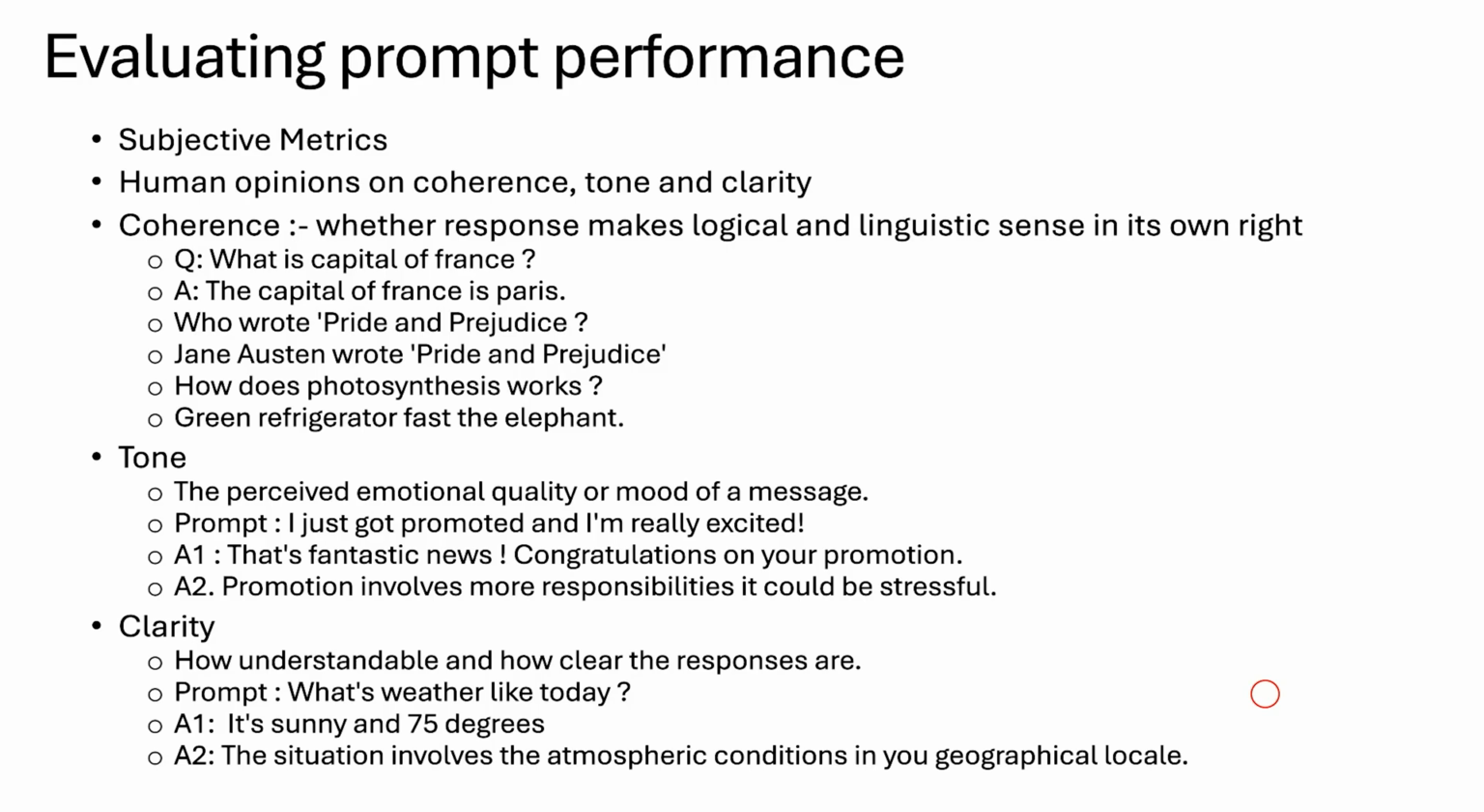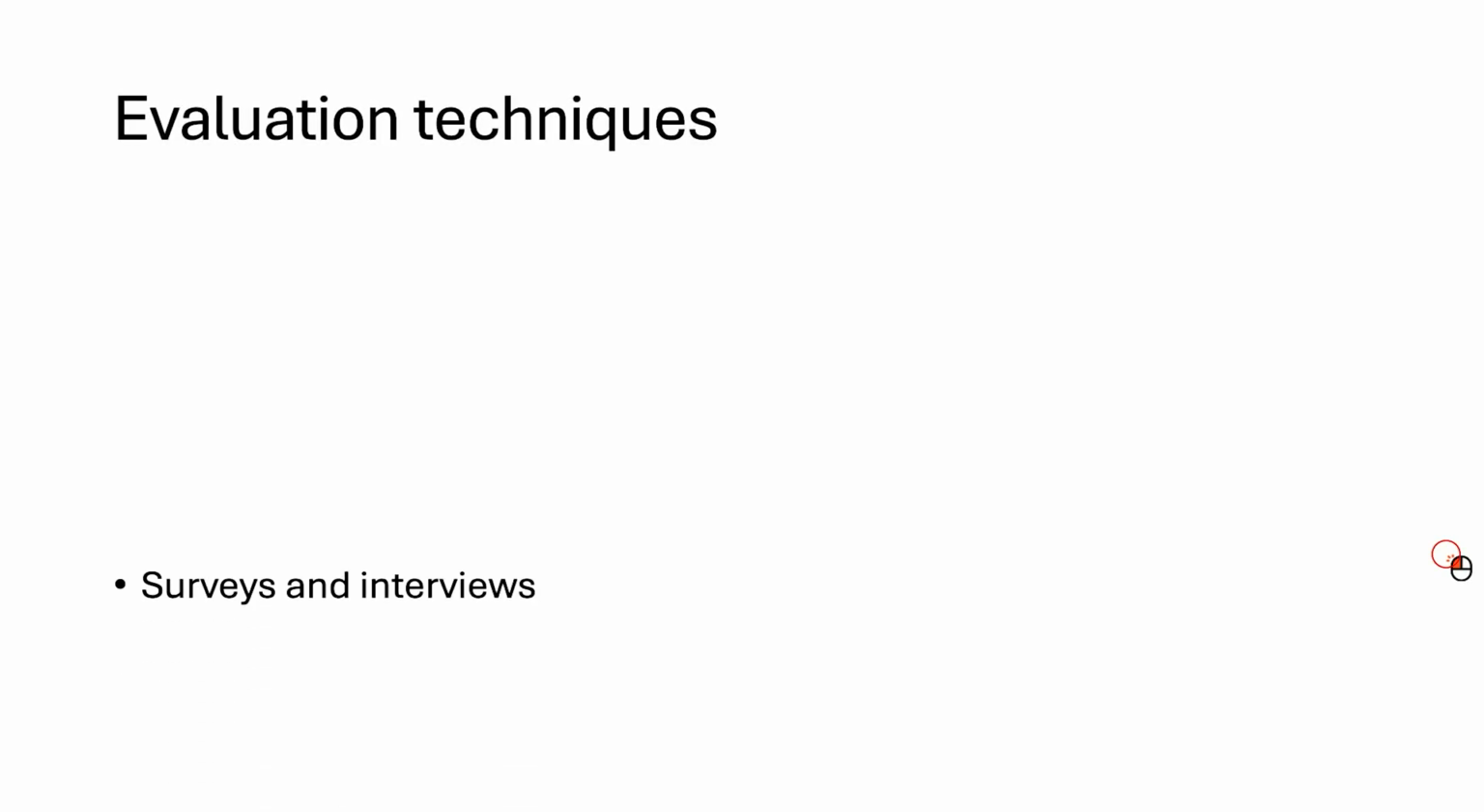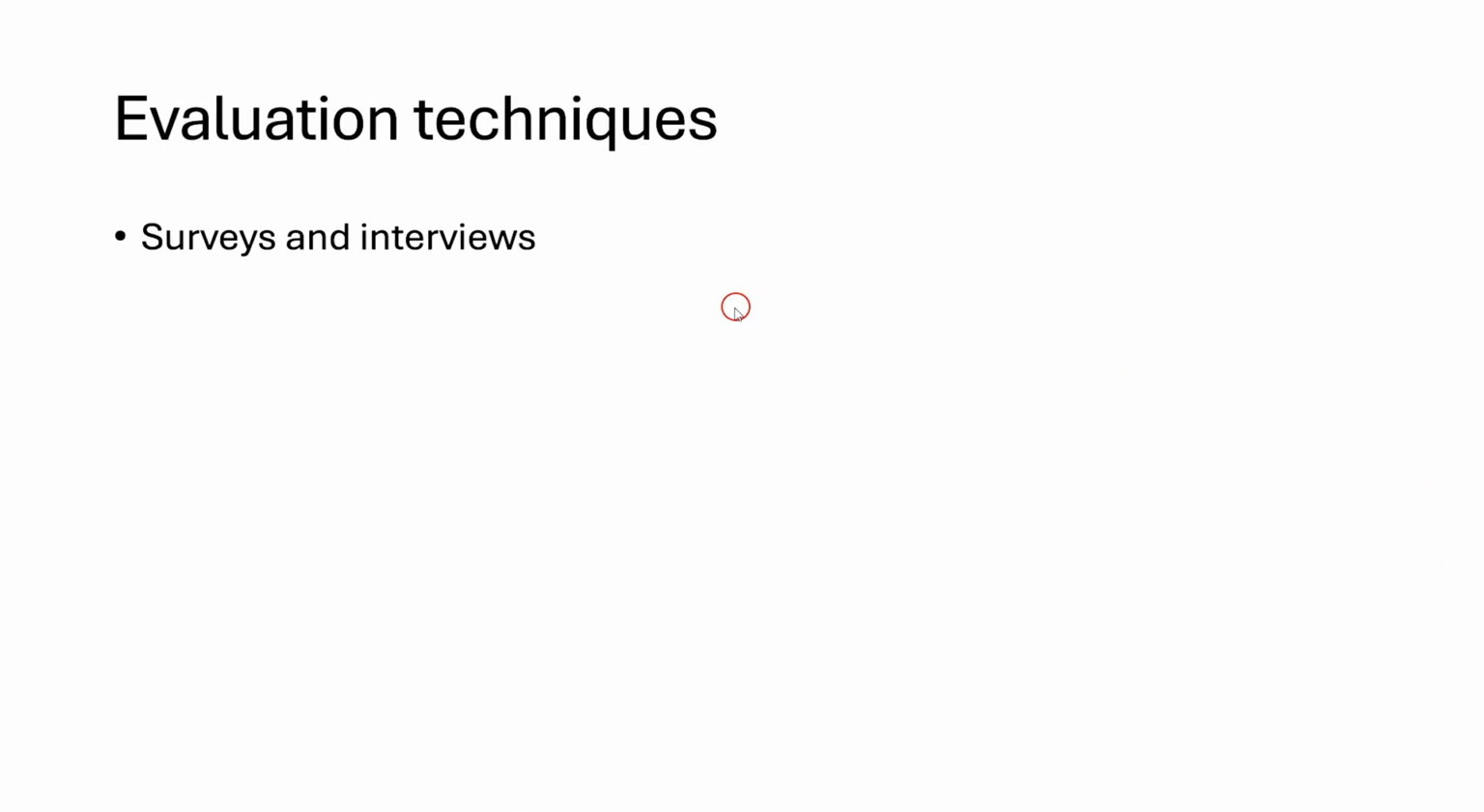So here you have learned about two kinds of metrics: objective metrics and subjective metrics. By using these metrics, you can evaluate your prompt performance. And the next thing is you could use some evaluation techniques like surveys and interviews.